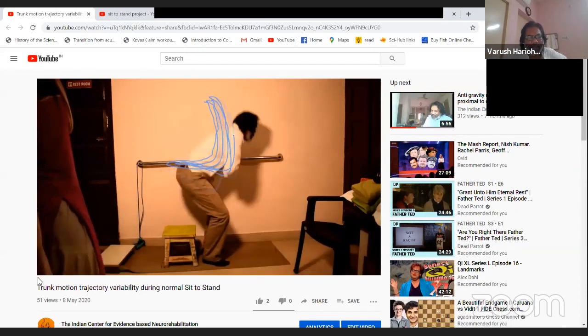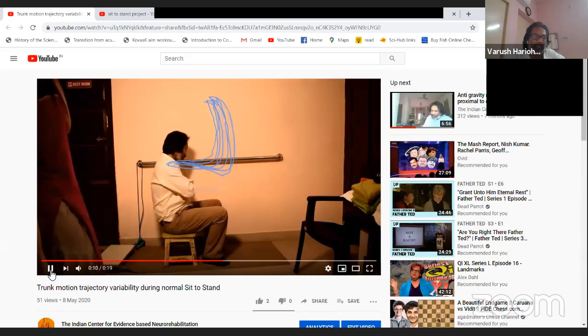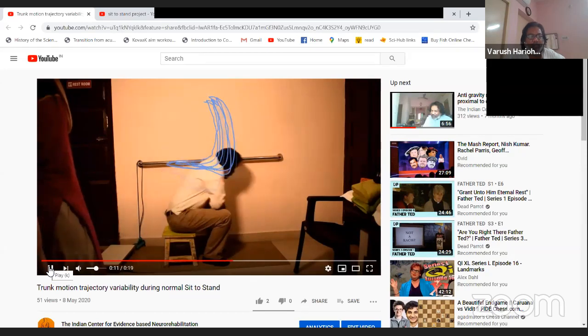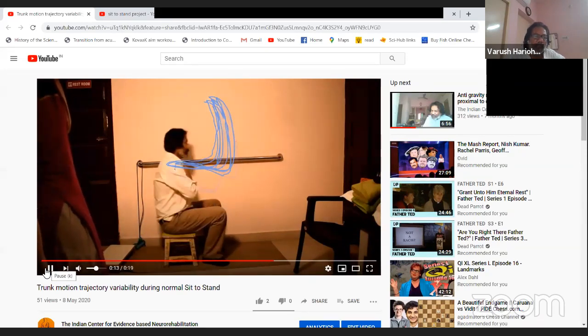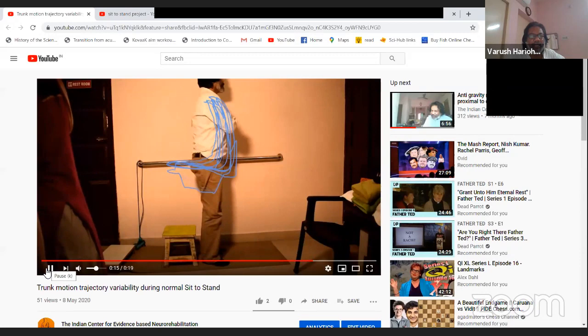You can see that as I get tired and tired, you can see where the trunk went. Can you type in your comments? What is the first movement I'm doing to start my sit to stand?